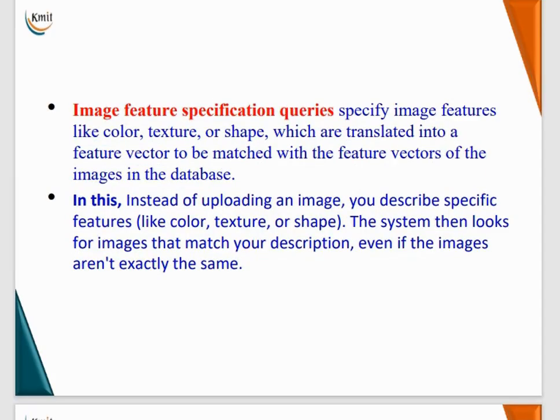Next one is image feature specification queries. Specify image features like color, texture, shape, which are translated into feature vectors to be matched with the feature vectors of the images in the database. In this, instead of uploading an image, you describe specific features like color, texture and shape. The system then looks for images that match your description. So in the previous one, we tried to upload the image, whereas in this we specify color, texture and shape instead of uploading the image.